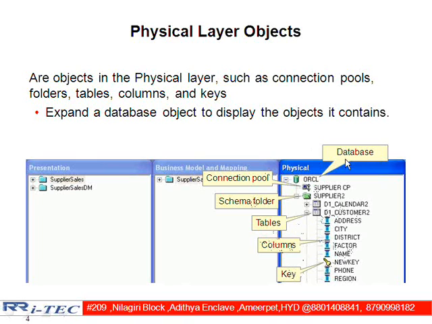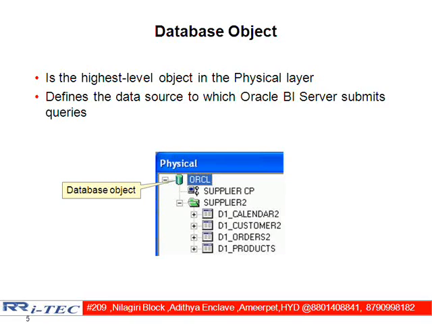First object is called database. We'll try to learn some more points about the database. The database object is the highest level object in the physical layer. It defines the data source to which Oracle BI Server submits queries. If I right click here and say view data, it is sending the query to where, sir? The Oracle database only, the ORCL database only. That's the meaning of that point.